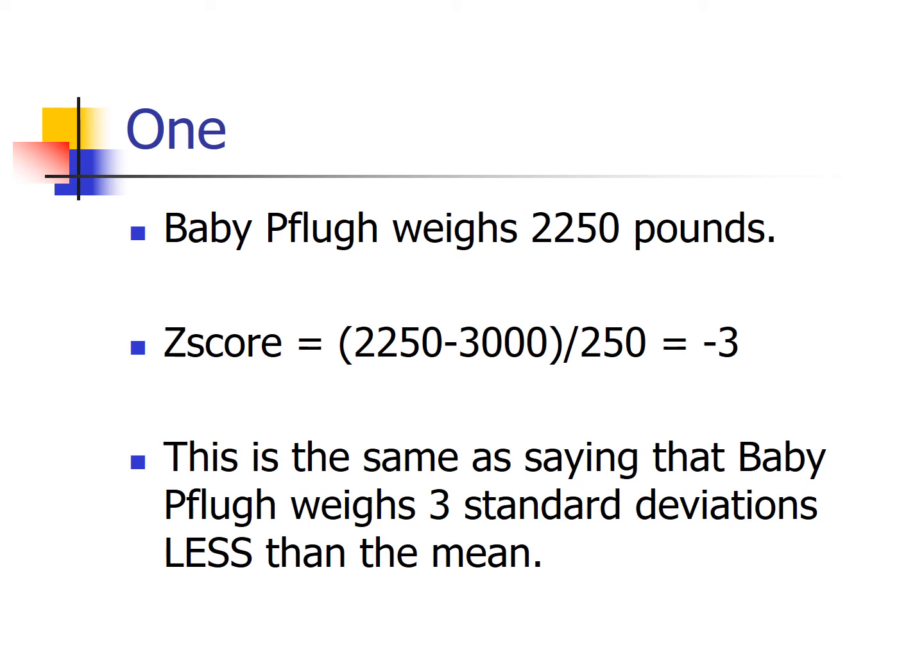The -3 is communicating what? The -3 is saying that baby Flug weighs 3 standard deviations less than the mean. How do I know less? Because the standard score is negative. Anytime it's negative, it means that that score or observation is below the mean.